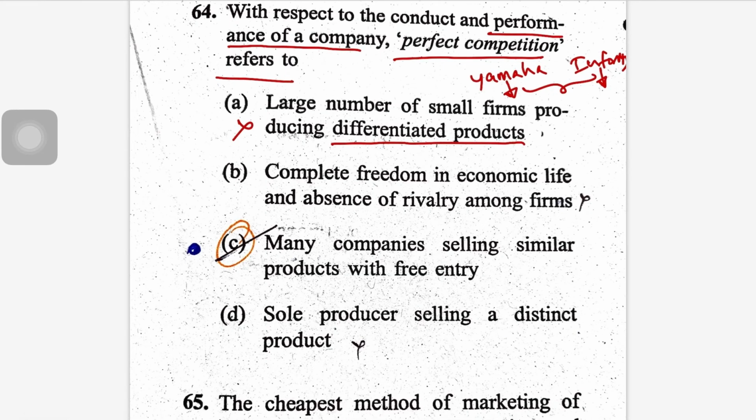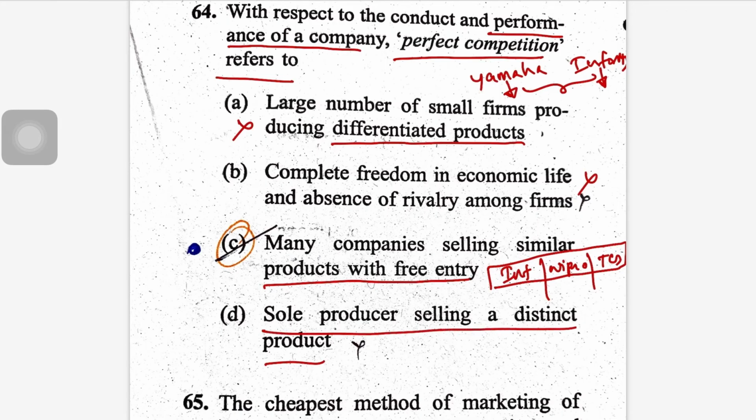Complete freedom in economic life and absence of rivalry among firms. This is also not a right option. Many companies selling similar products with free entry. This seems good. Suppose Infosys, Wipro, TCS, all these companies work in the same domain and these three are perfect competitors. So this would make some sense. Sole producer selling a distinct product. If the company Infosys itself is selling 3 products, would there be any competition? This is not called a competition. So C would be the right answer.